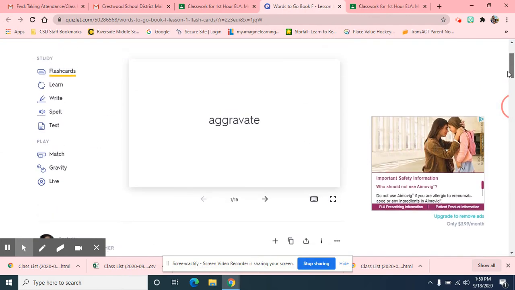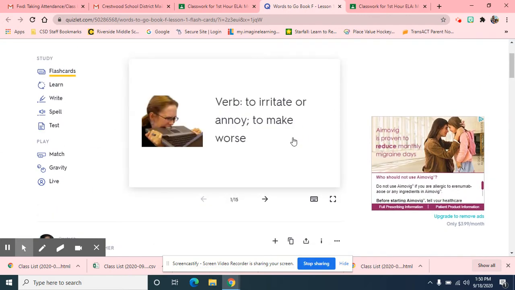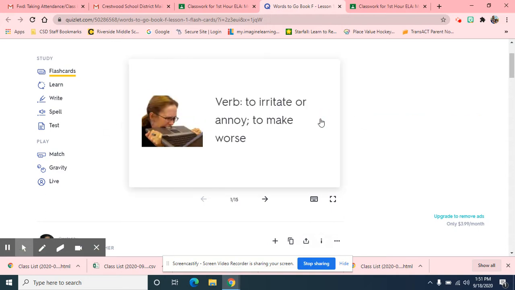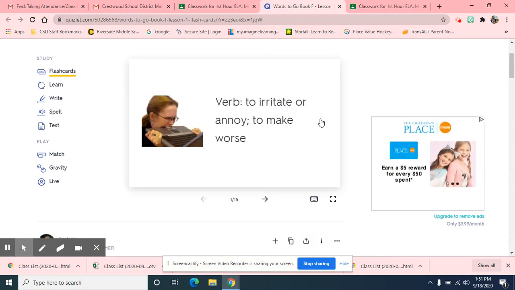Okay, so for the first one, aggravate, you need to be writing this in your notebook. So number 1, aggravate, it's a verb, and it's to irritate or annoy, to make worse. If your brother aggravates you, that means they're annoying you. Okay, so the word is aggravate, and it means to irritate or annoy or to make worse. Please make sure you're writing this down. If I'm going too fast, pause the video, write the words and the definitions down, and then continue.